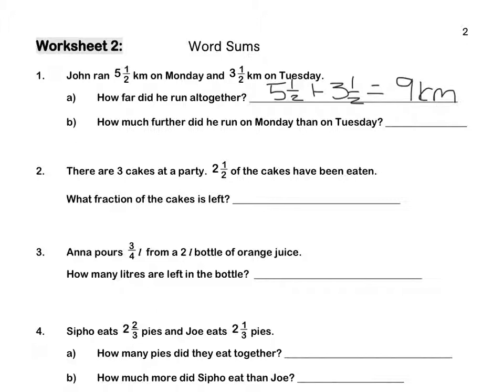Question B. How much further did he run on Monday than on Tuesday? We are going to work out the difference between the two distances. 5 1/2 minus 3 1/2. 5 minus 3 is 2, 1/2 minus 1/2 is 0, so he ran 2 kilometers further. Pause this video to complete Worksheet 2 by yourself.